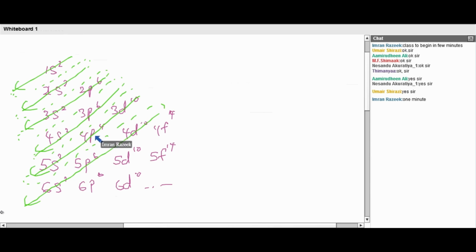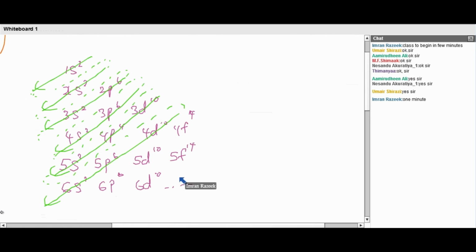4p is filled. After 4p is not 5, after 4p is not 4d. After 4p, imagine, 5s is filled. After 5s, you fill the 4d. After 4d, the 5p. After 5p, the 6s. Imagine after 6s is filled, you fill the 4f. So see, the 4f gets filled after the 6s is filled. Right? So this is the order in which the electrons get filled in energy levels.